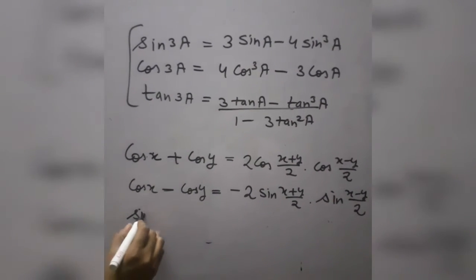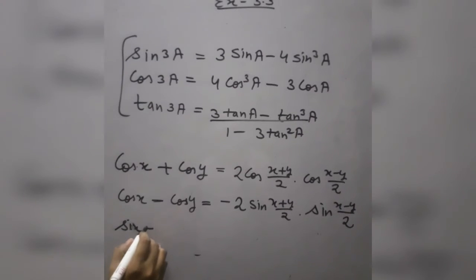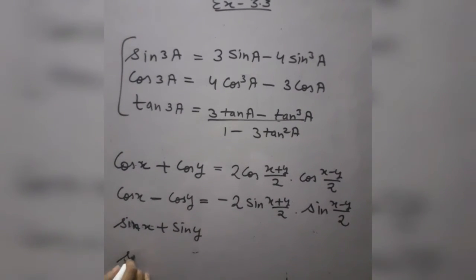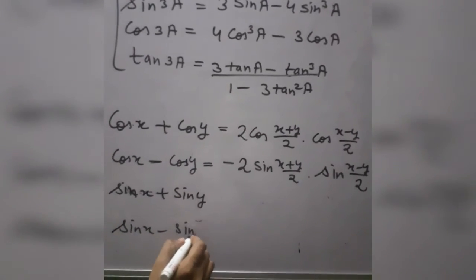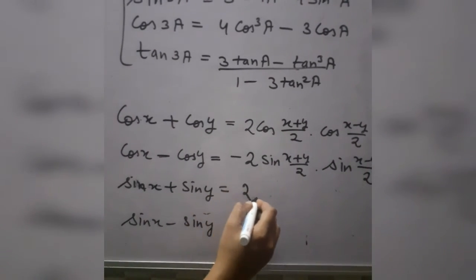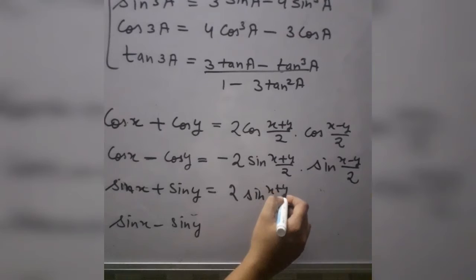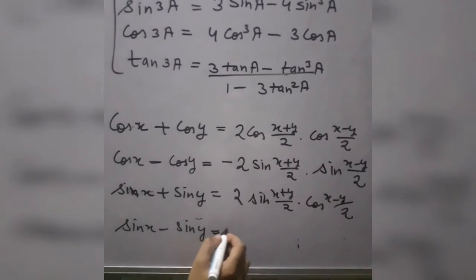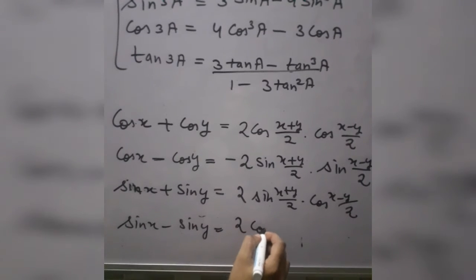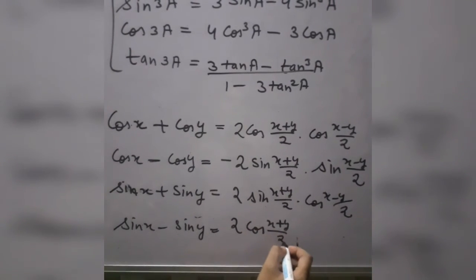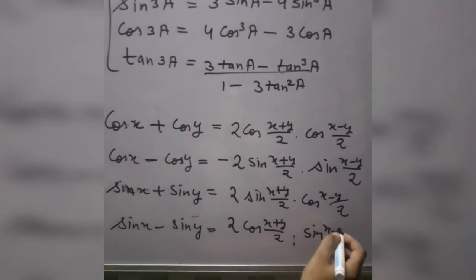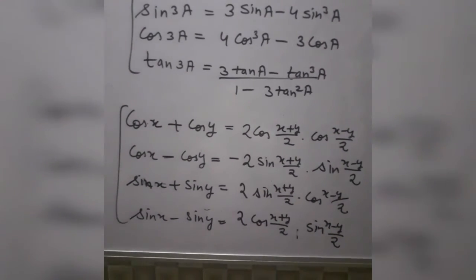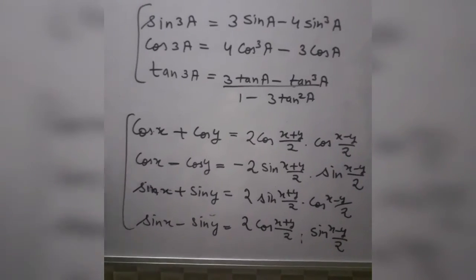And the next two formulas are for sin x plus sin y and sin x minus sin y. Sin x plus sin y is equal to 2 sin of (x plus y) by 2 into cos of (x minus y) by 2. In case of sin x minus sin y, it is 2 cos of (x plus y) by 2 into sin of (x minus y) by 2. These are the four formulas. These formulas also you will learn.